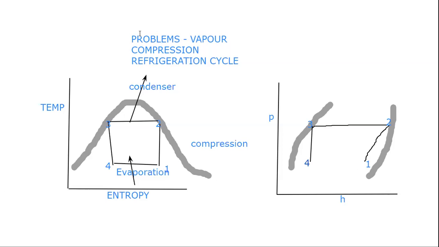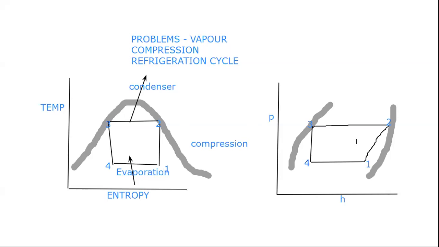Now I'm going to come back to the evaporation process. So evaporation is process 4 to 1. That is the evaporation process. That's also happening at constant pressure. It is a constant pressure evaporation process. Again, we can write the same thing here.